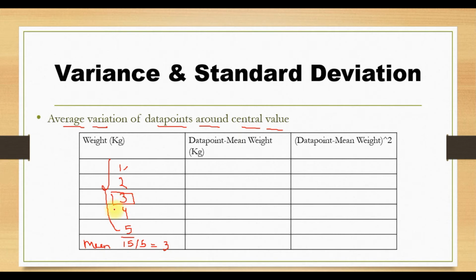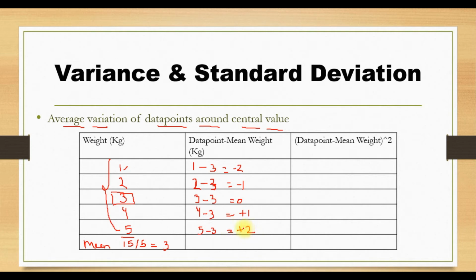Now take the deviation of all data points from the mean value of 3 kgs. What we need to do is calculate the difference of each data point from its mean value of 3. That means 1 minus 3, 2 minus 3, 3 minus 3, 4 minus 3 and 5 minus 3. So this will be minus 2, minus 1, 0, plus 1 and plus 2.